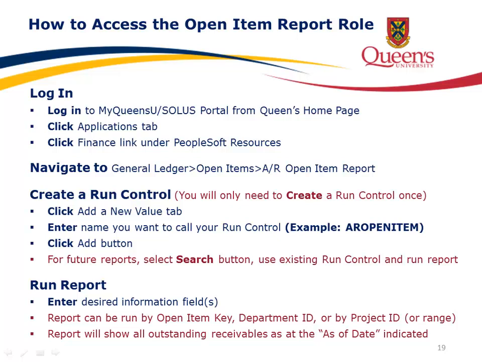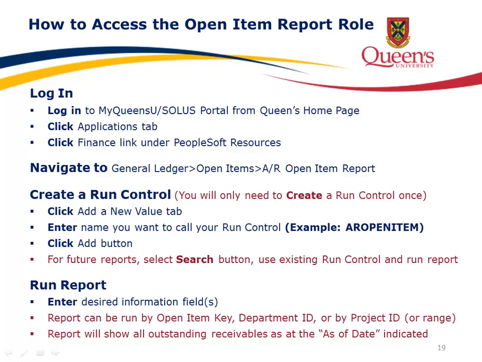Create a run control. You will only need to create a run control once. To do this, click Add a New Value tab. Enter the name you want to call your run control, for example, AR Open Item. Consider this one word with no spaces. Click the Add button. Now for all future reports, you will only need to select the Search button, use the existing run control, and run your report.